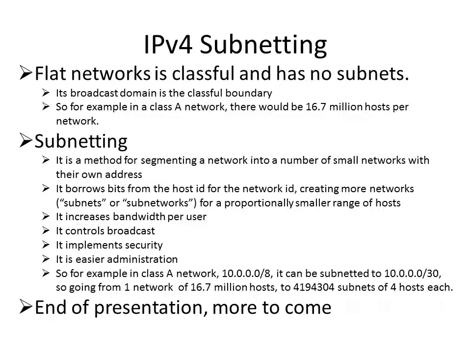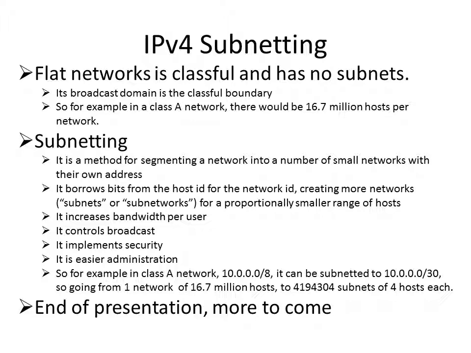So in this final slide, I'm just going to go over a brief introduction to IPv4 subnetting. There are two types of networks. You can have flat networks which are classful and have no subnets. You can have subnetted networks which are classless and have multiple subnets. With a flat network, the broadcast domain is at the classful boundary. For example, in a Class A network, there would be 16.7 million hosts per network. And we'll see that there are serious disadvantages for having that many hosts on a single network.